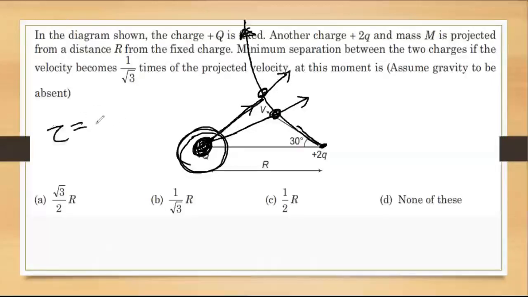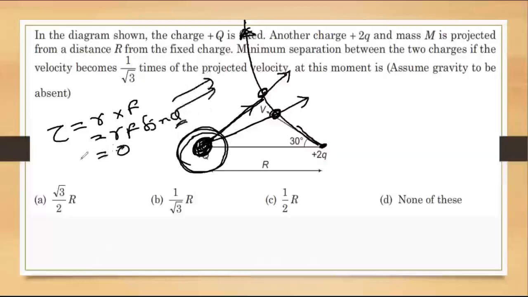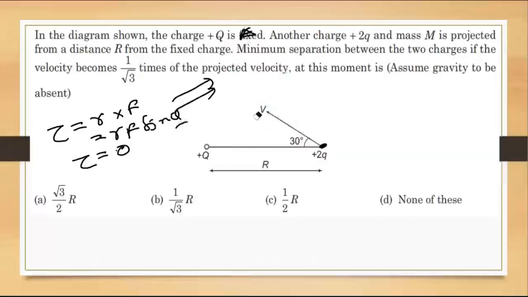So it means torque will be zero only, because torque equals what? R cross F, which is R F sine theta. Because R and F are in the same direction, sine 0 is 0. It means torque about that point Q is 0. So as the torque about Q is 0, angular momentum will be conserved. That is very important. So angular momentum initial must be equal to angular momentum final.